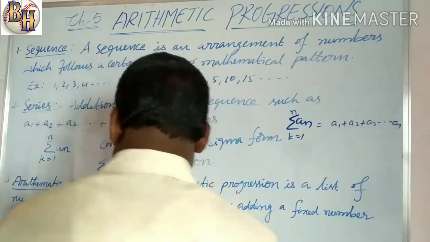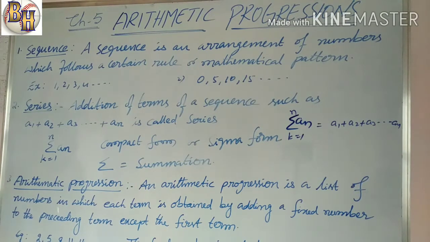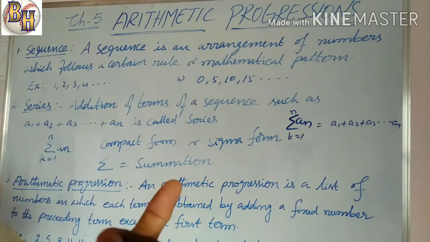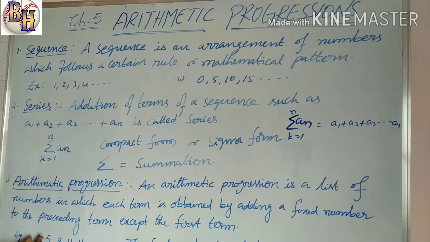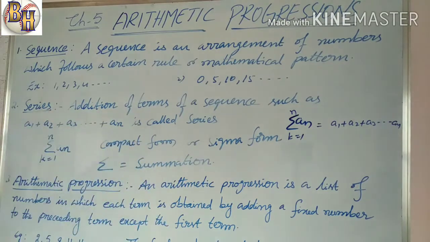For example, you can take 2, 5, 8, 11. The first term is 2. What is the difference between 2 and 5? 3. And 5 and 8? 3. 8 and 11? Here the difference is 3. The difference between two consecutive terms is the same. That is called an arithmetic progression.